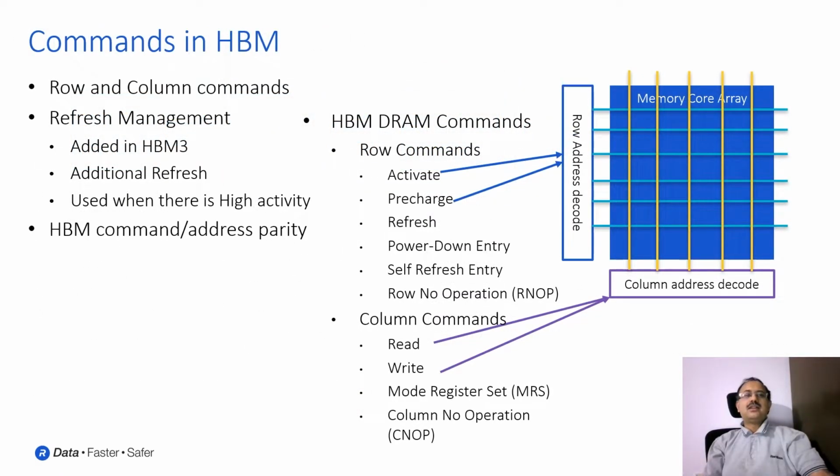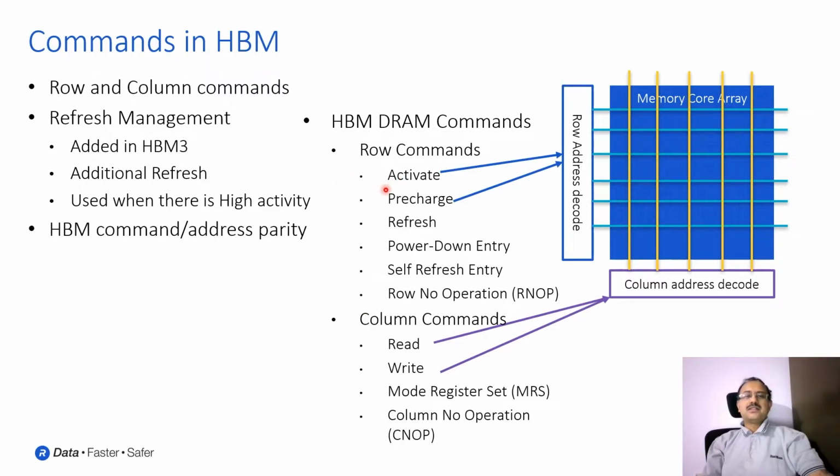So let's briefly look at the commands that are there in HBM. Since the signaling separates row and column, we have the ability to give row and column commands. That also means that row and column commands can be given in parallel since they have separate buses. However, care should be taken not to have an activate followed by a read to the same bank address, and those kind of things have to be taken care of. However, it allows for parallelism of commands as long as the bank addresses don't interfere.